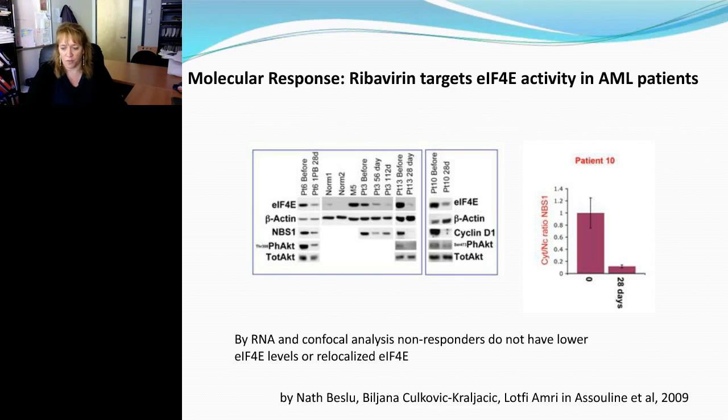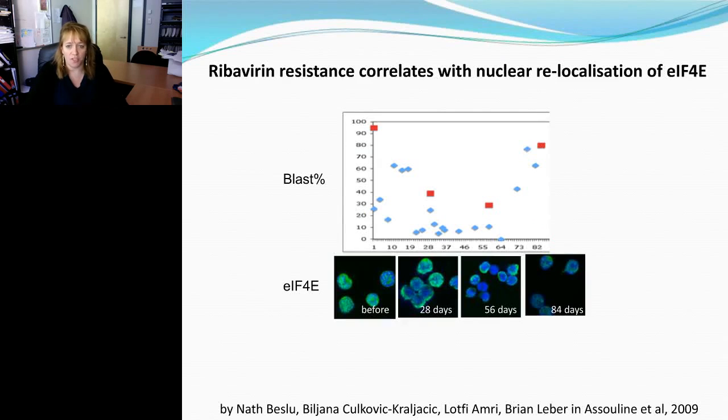So that sort of provided support that we could target EIF4E activity with ribavirin in patients, and that this could correspond to clinical response. What I don't have time to show you, but is published in part in our Blood paper, is that RNA and confocal analysis showed that non-responders had no effect on 4E activity. And when I go through the resistance section at the end, some of the reasons that that is true will be discussed. So this is showing you one of the things that happens at relapse.